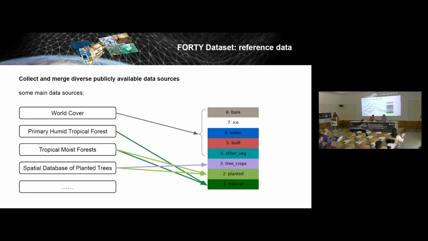For example, we use some regional databases of tree crop species, like maybe cocoa in Africa or palm in tropical areas, in order to get more tree crop labels. In the end, we use those public data sources to construct the rich labels in our dataset.